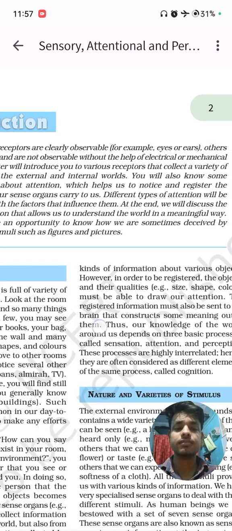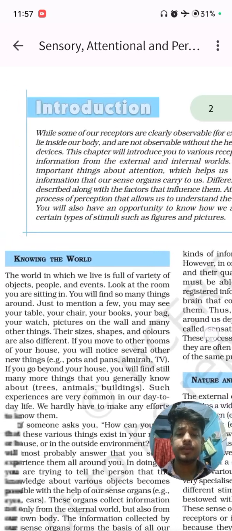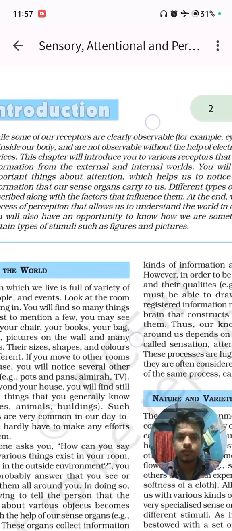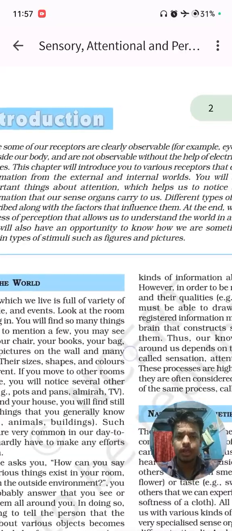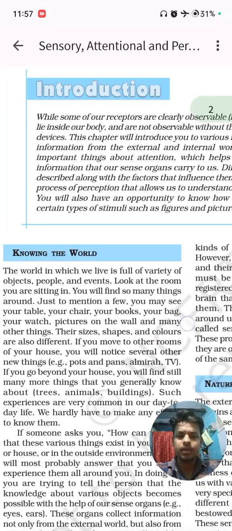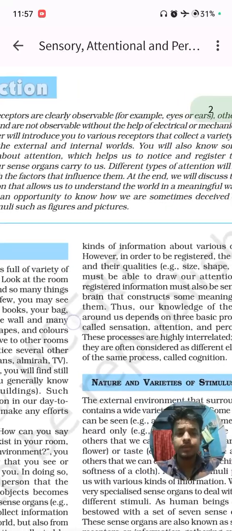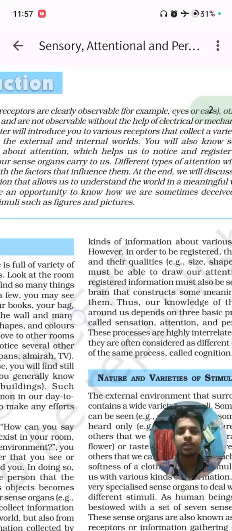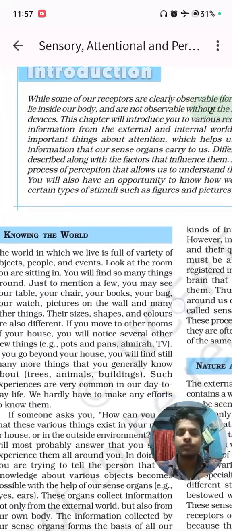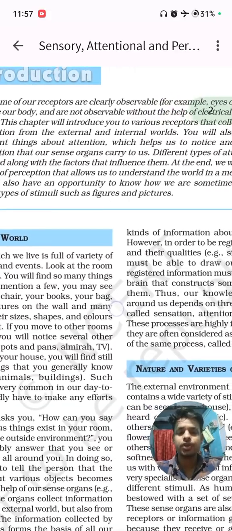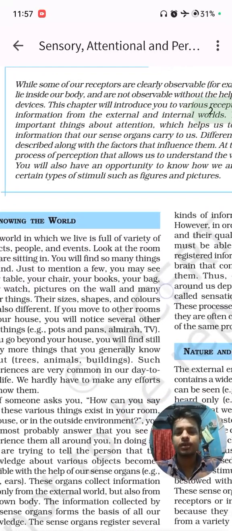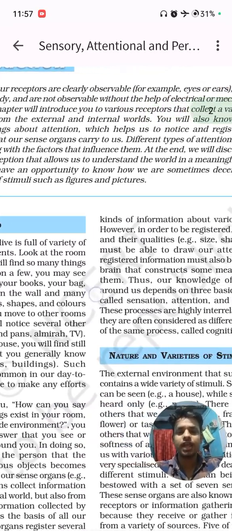Different types of attention will be described along with the factors that influence them. At the end we will discuss the process of perception that allows us to understand the world in a meaningful way. You will also have an opportunity to know how we are sometimes deceived by certain types of stimulus such as figures and pictures.